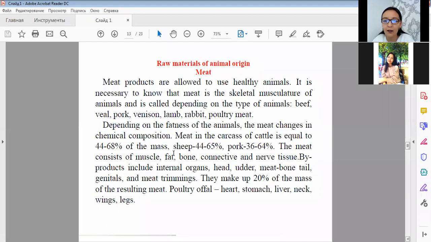Meat in the carcass of cattle is equal to from 44 to 68% of the mass. In the sheep, about 50% too. In the pork, about 50% too. The meat consists of muscle, fat, bone, connective and nerve tissue, and the byproducts include the internal organs, head, udder, meat bone, tail, genitals, and the meat trimmings. And they make up about 20% of the mass of the resulting meat. And the poultry offal is heart, stomach, liver, neck, wings, legs, and the other.